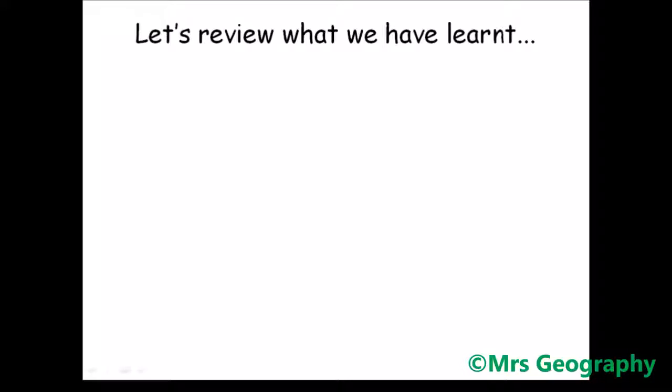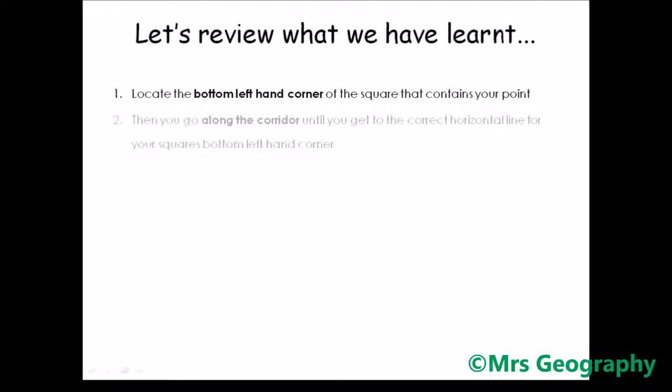What we have learnt. To find a six-figure grid reference, you first need to locate the bottom left-hand corner of the square that contains your points you are trying to find. Once you've located the bottom left-hand corner, you then go along the corridor and you get to the horizontal line that matches your square's bottom left-hand corner.